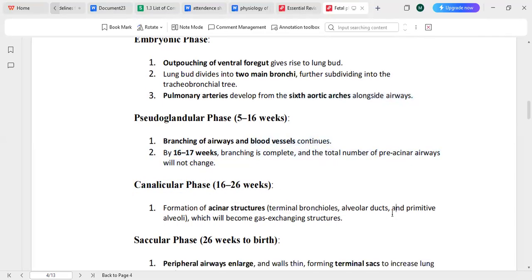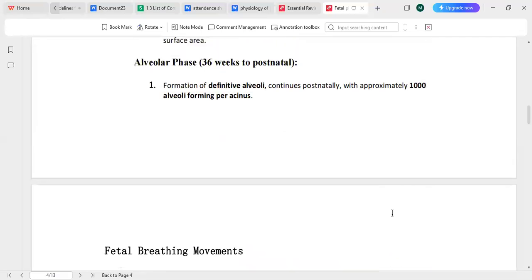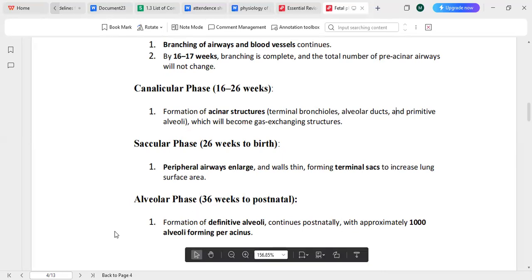We have the canalicular phase, and again terminal bronchioles, alveolar ducts, and primitive alveoli, which will become gas exchanging structures. Saccular walls will be thin and peripheral airways enlarged, forming terminal sacs to increase lung surface area, with alveolar formation of definitive alveoli. And it will continue postnatally.